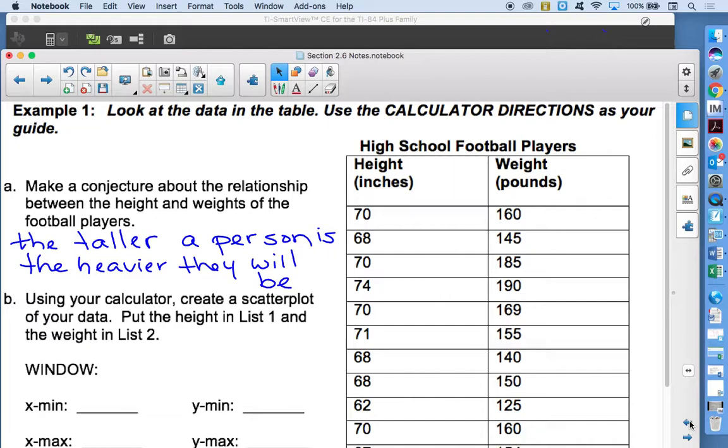Now, the person that's in this chart for 71 inches is 155 pounds. It's not going to match up with the number from the equation, because the equation is your line of best fit. It's your average line. It doesn't have to match up exactly with the person that data was given for.